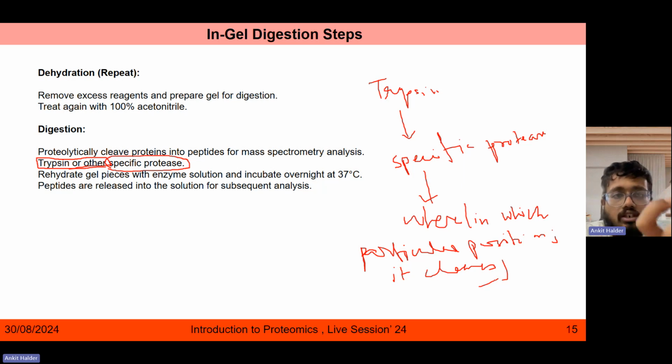Then we can match with the theoretical mass spectra for these particular proteins and finally match with the database. We rehydrate with the enzyme solution, that is trypsin or other specific proteases, and incubate overnight at 37 degrees C, and then peptides are released into the solution for subsequent analysis.